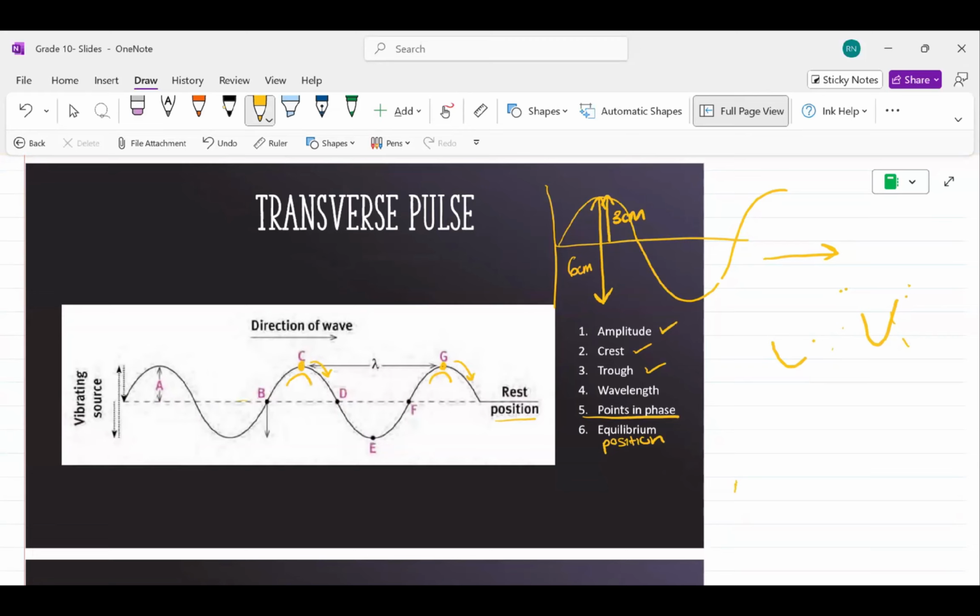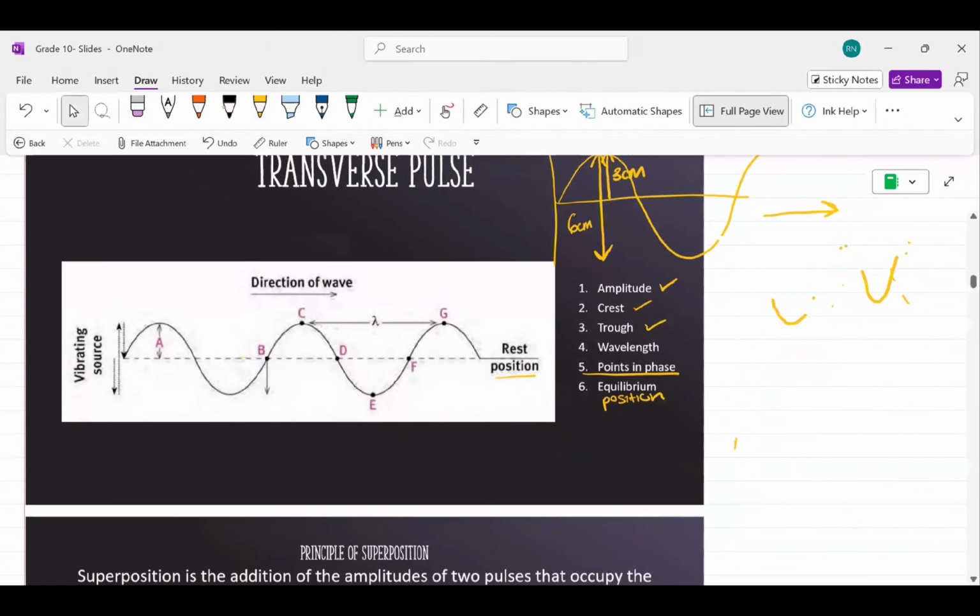But one of the tricky ones that you can see is B and D. B and D are along the same position in the rest position, but B is currently on its way up. It's not going to go left to right, but it's on its way up this wave, whereas D is coming down. It's just come up from its up position and it's coming down. And so those 2 aren't in phase. Those 2 are going to be out of phase. So we can't say those 2 are in phase. Don't get confused by that.